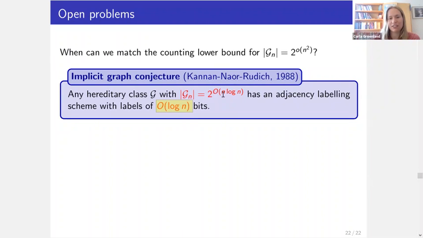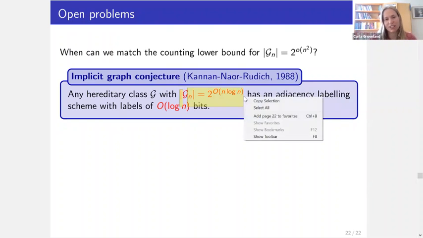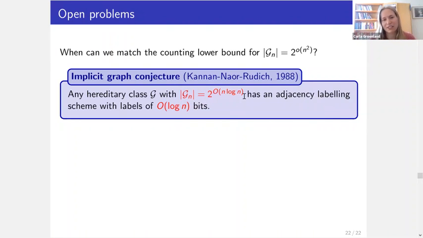So note that this log n was necessary for the names, and it's also necessary for the counting lower bound. If this is maybe a theta here, but yeah. So this is I think quite an interesting open problem, but it's probably quite a difficult one because the behavior of these kinds of graph classes is already not super well understood. So also getting an adjacency labeling scheme for them is probably even harder. But I think it's an interesting question to see if this is true.